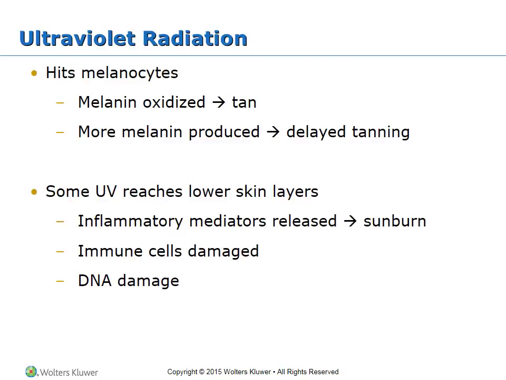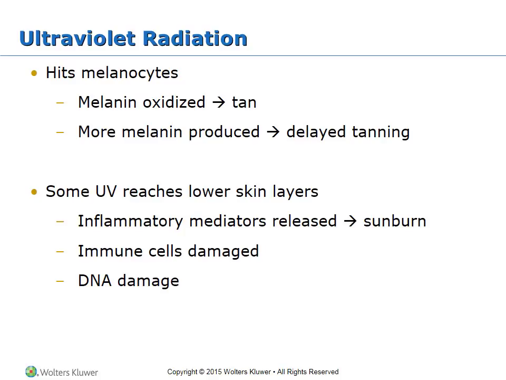So this is something that I think we're all pretty familiar with, UV radiation. Remember what happens is when that UV hits the melanocytes in the skin, we see the melanin starts to oxidize. This is how we see a tan in an individual. So a tan is a sign of skin damage. It's not a healthy sign that we see. The more melanin that's produced, we'll even see delayed tanning, which I'm sure is what we're all looking for when we go out into the sun. It's that tan that sticks around for quite a while.